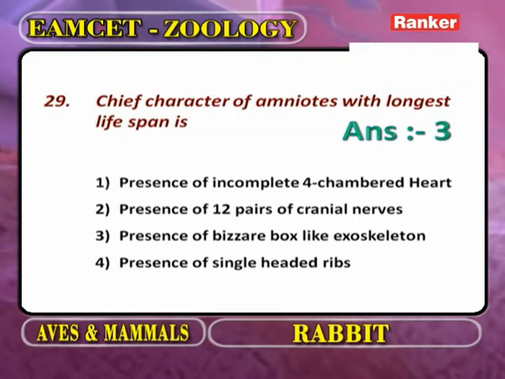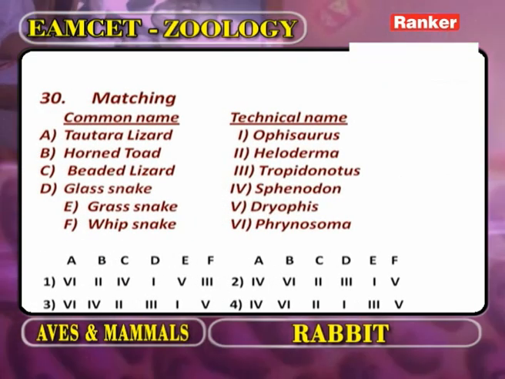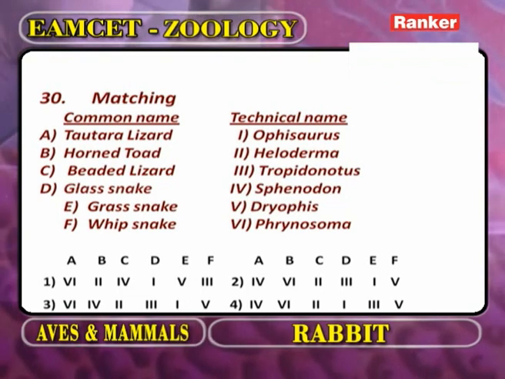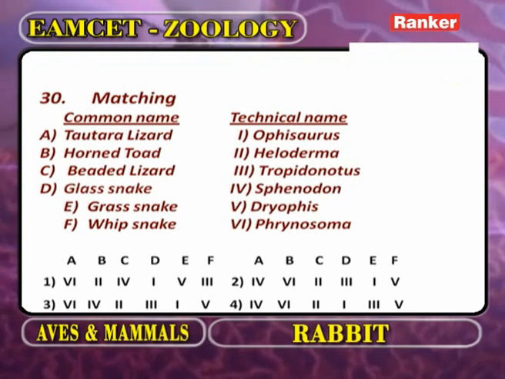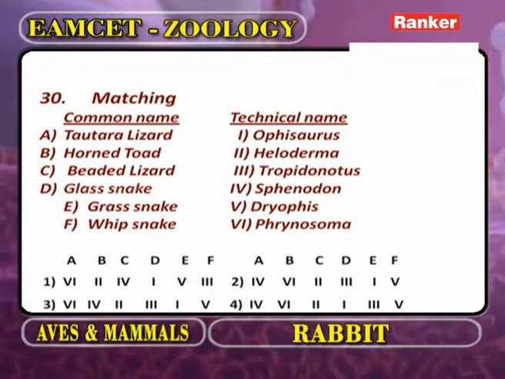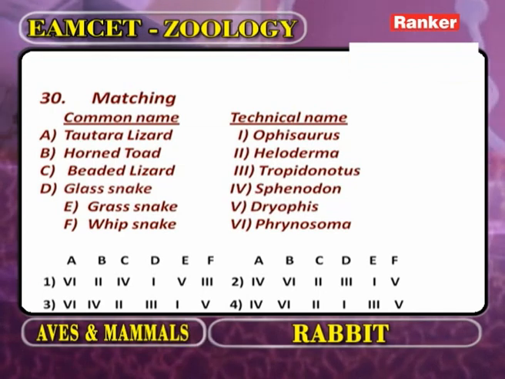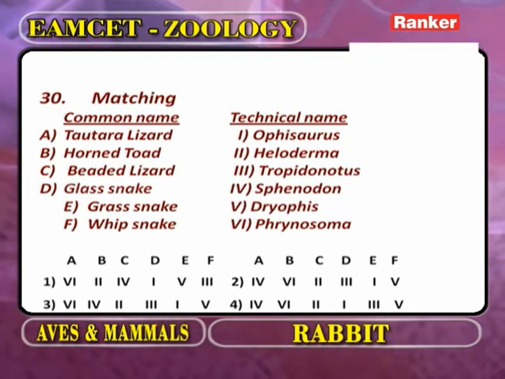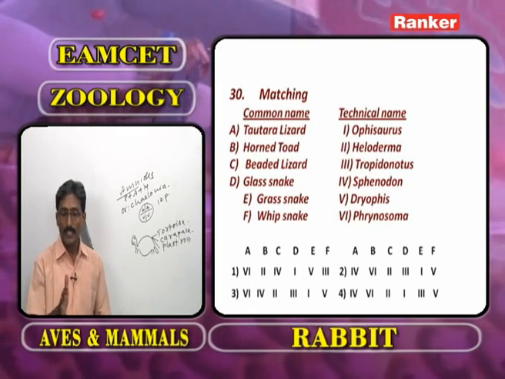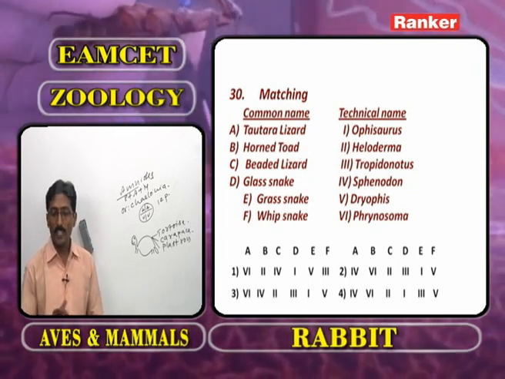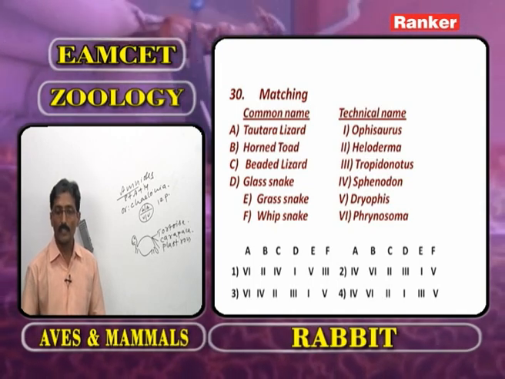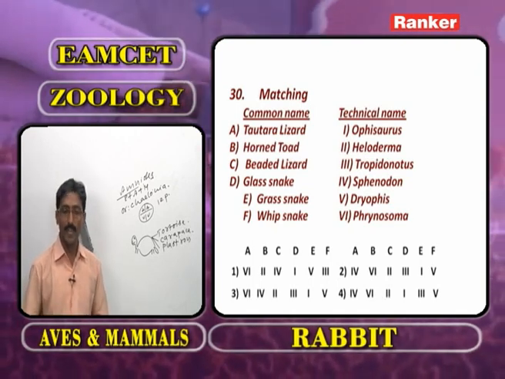Now we go for the next question. Now the matching. List 1: Tuatara lizard, second one horned toad, third one beaded lizard, fourth one glass snake, fifth one grass snake, and the sixth one whip snake. What is meant by whip snake? The body is whip-like. List 2: Ophisaurus, Heloderma, Tropidonotus, Sphenodon, Dryophis, Phrynosoma.